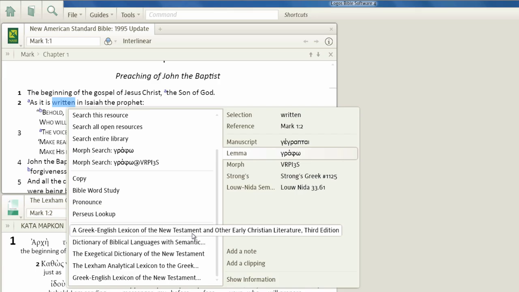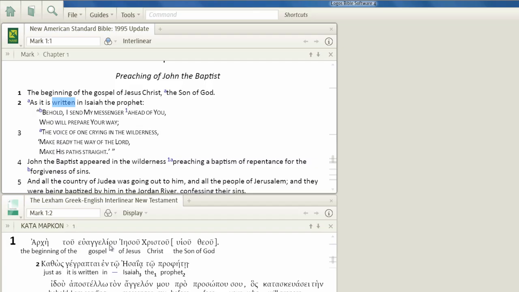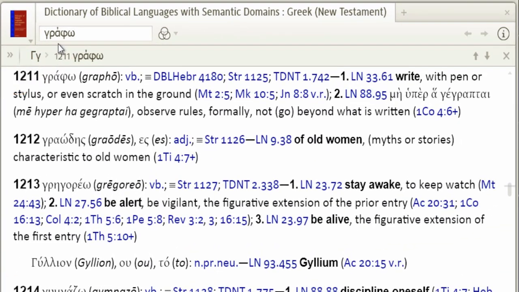Now, your order may vary, or the resources that you have here may be different. I'm just going to click on one of these just for illustration. The Dictionary of Biblical Languages with Semantic Domains. Now remember the form that you saw in the right-click menu. It's the same form that you see right here. This is the lemma form, and it's the form that occurs at the beginning of the dictionary article.